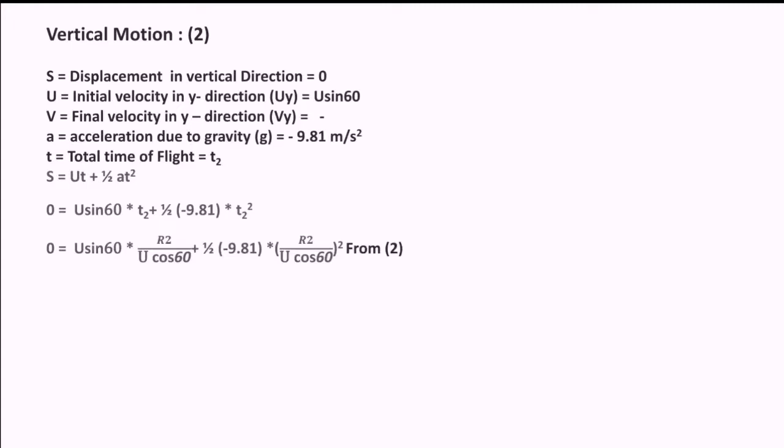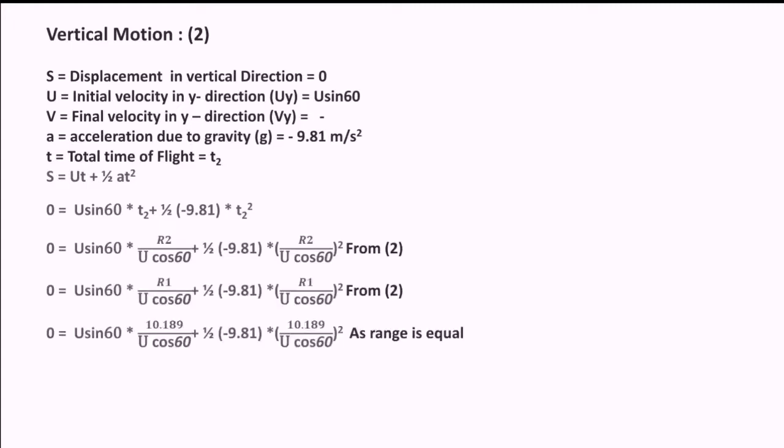Now in the question it was given range is equal, so in place of R2 I will write R1 and the value for R1 is already known to us as 10.189 meters. Substituting all the values in this equation, I will get the answer for u as 10.746 meter per second. This is the required answer when the range for both the particles are equal.